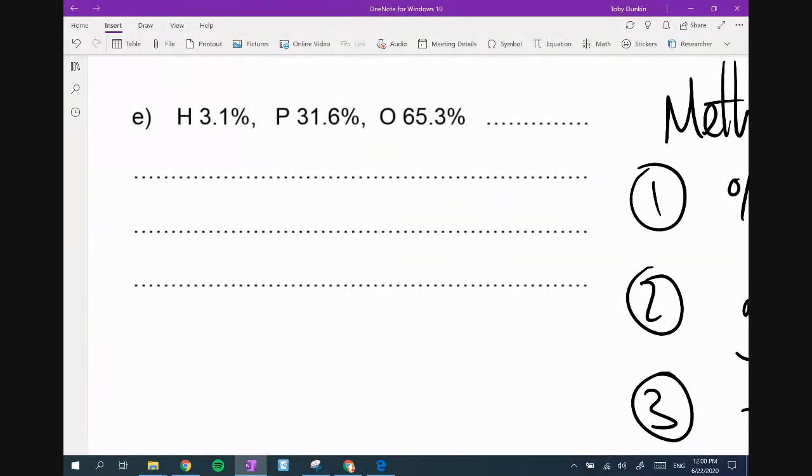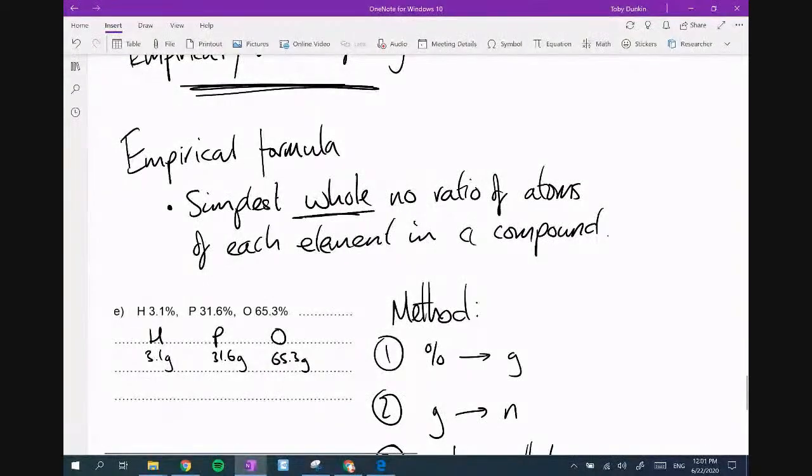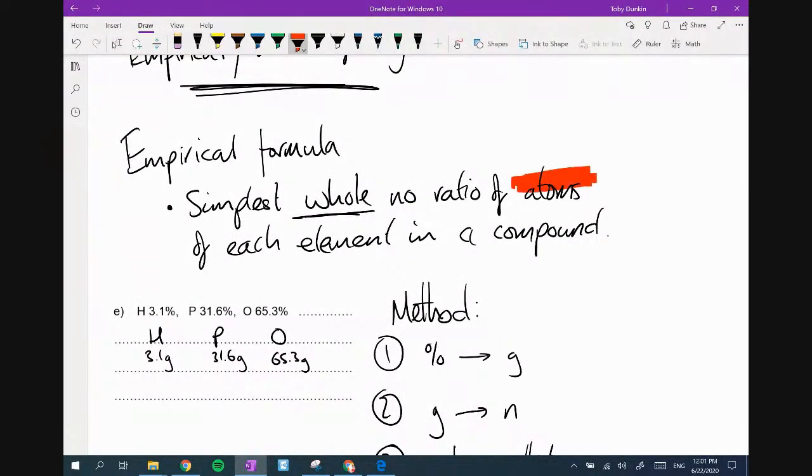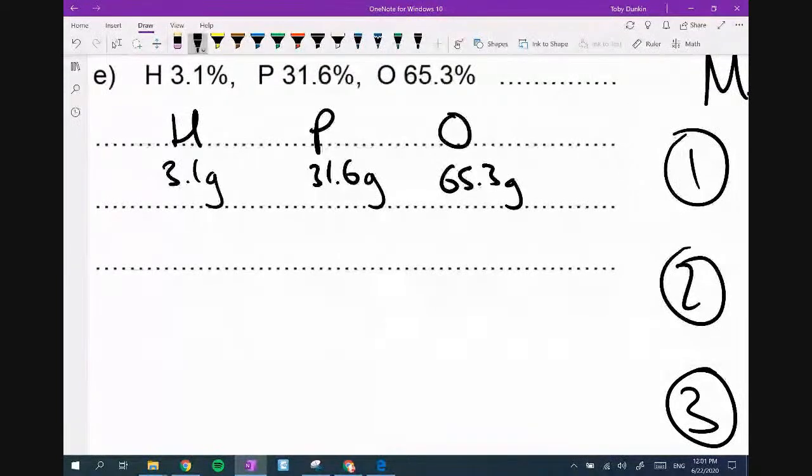So first step. Now the great thing is because this is out of 100, we can just flip it into grams. So step 1, list the atoms. When I get these questions, I list my atoms: H, P and O. Underneath it, I put the percentages: 31.6, oxygen 65.3. I now change the percent sign to a gram sign. Because I'm counting atoms, in the definition, the simplest whole number ratio of atoms, that tells me that I need to divide them to work out moles. I need to count atoms, and the ARs come from the periodic table.